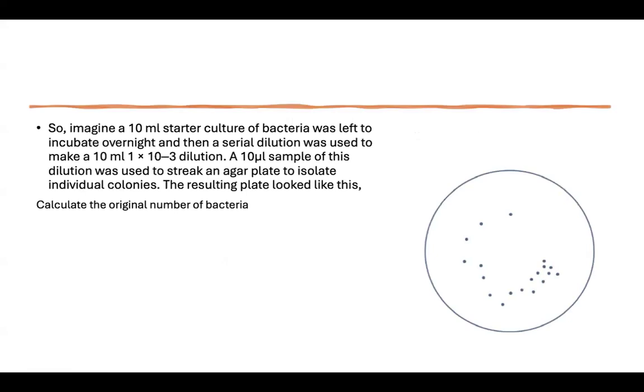So we're going to imagine we've got a 10 milliliter starter culture of bacteria. It's been incubating, we're doing a serial dilution, and we've got all the figures up there. Then a 10 microliter sample of this dilution. So remember that it's a microliter sample. We're going to then take it and put it onto an agar plate, use some agar jelly, and we're going to figure out the individual colonies. So the resulting plate looks like this. Can you first of all tell me how many colonies have now formed on the resulting plate? Pop that into the chat for me.